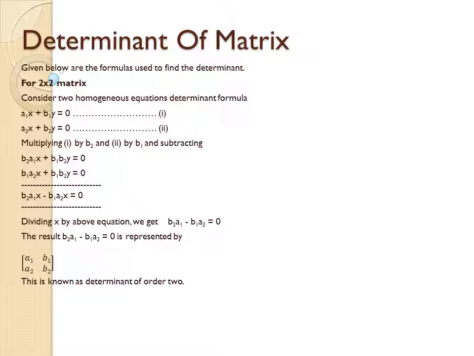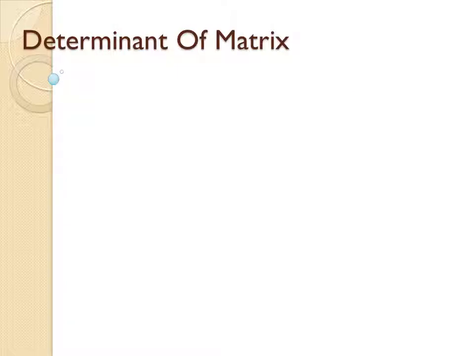So you have to remember this thing. Basically it is something like that: this into this minus this into this, that's it. So for a second order matrix, finding the determinant is very easy. We have to do this into this minus this into this. Okay, now we will find the determinant of a 3x3 matrix.